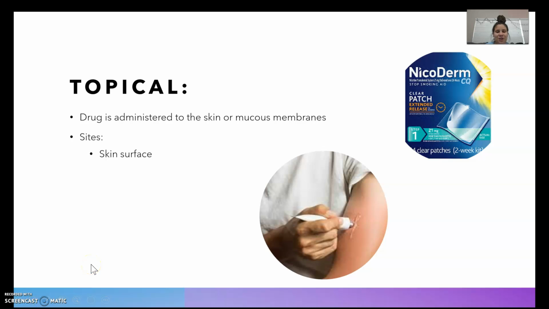Topical is any type of drug that is administered to the skin or mucous membrane. So basically the site would be the skin surface. These could be topical creams or even nicotine patches. These are usually fast acting because they're applied directly to the skin.